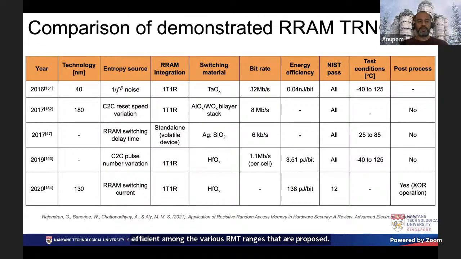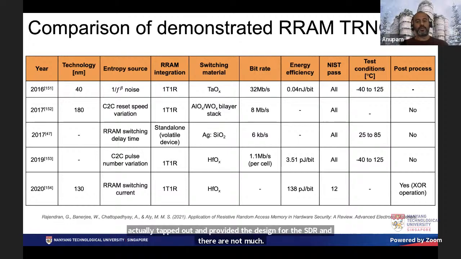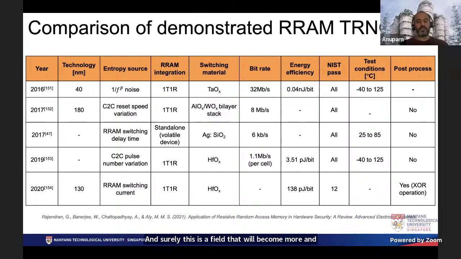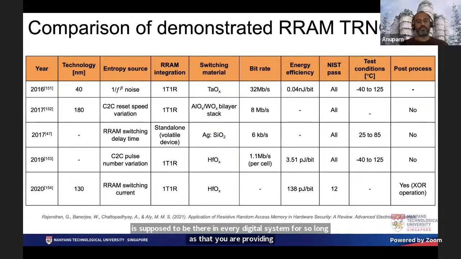So here is a comparative chart for the evolutions. If you look into the review paper that we recently published, and see the various papers that have actually taped out and provided the design for the RM-based TRNG, there are not many. And surely this is a field that will become more and more expanding over the coming years, because TRNG is an important building block that is supposed to be there in every digital system. So long as you are providing an RM-based or an NVM structure, then you can definitely exploit that NVM in order to gather some TRNG.